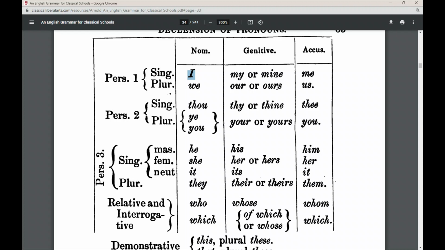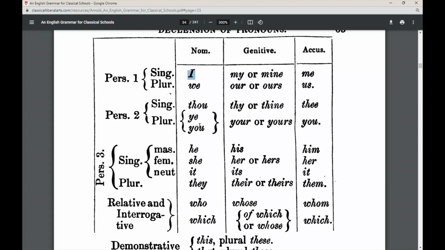If we look further down, we find the second person, and we see it again divided into singular and plural. The singular second person form we see is the word thou. In the genitive case, it's thy. And lastly, in the accusative case, it's thee.